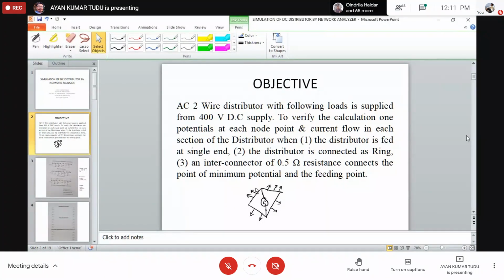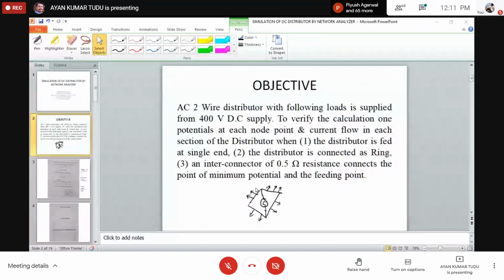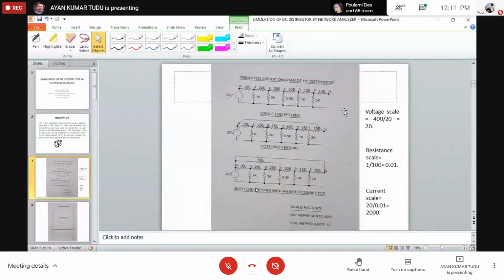Now, if you have your instruction sheet, please forget the figure given there, where all the current ratings are given, like 20 volts, 40 volts. Please forget that and use these ratings. We will use this simulated circuit diagram of the DC distributor for our purpose. As you can see, the voltage has been scaled down from 400 to 20 volts, the resistance from 100 ohms to around 0.01, and the current scale would be 2000 milliamperes. This way we can scale down the current.